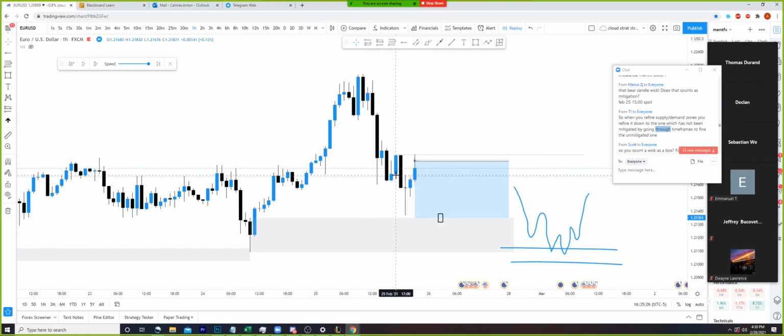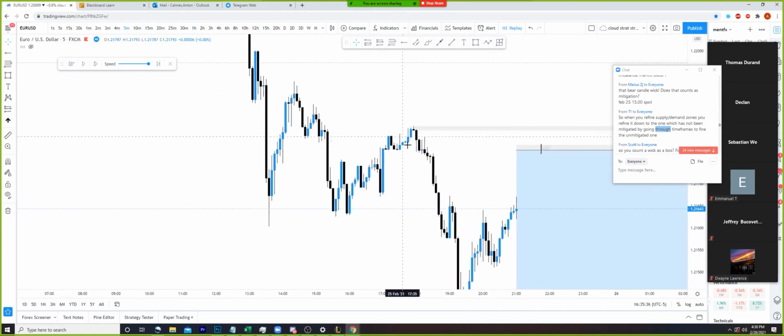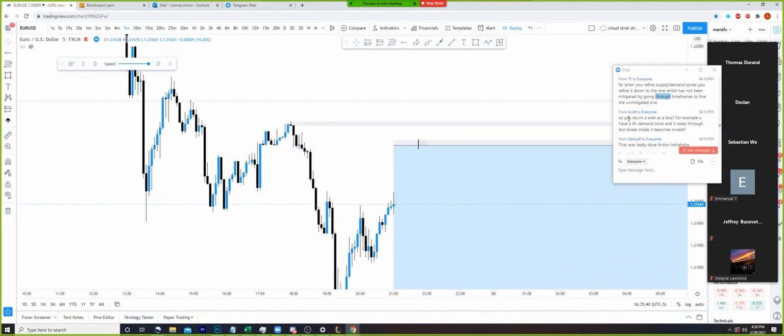So in this case, this 1 hour technically has already been mitigated at the open. The 50% hasn't, so you could use that if you'd like to, or you could jump down like I did, as you can see, and find the actual last supply zone or other supply zones within it that can potentially have mitigation. So you count a wick as a vertical structure. For example, you have a 4 hour demand zone and it wicks through but closes inside, it becomes valid.